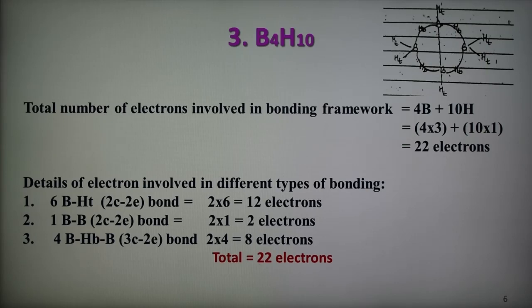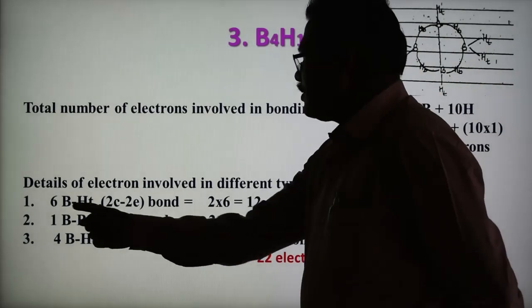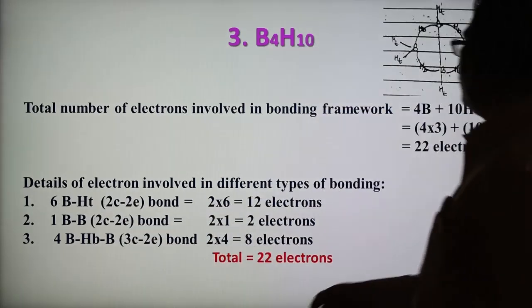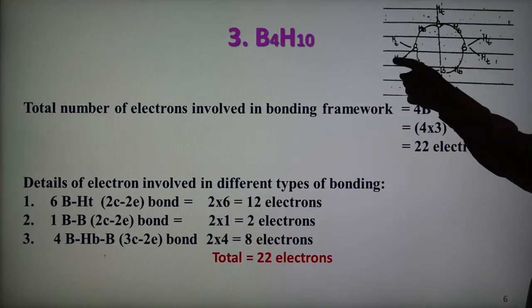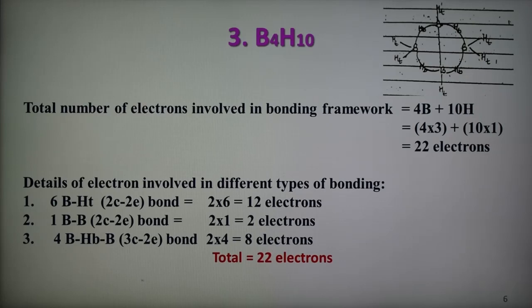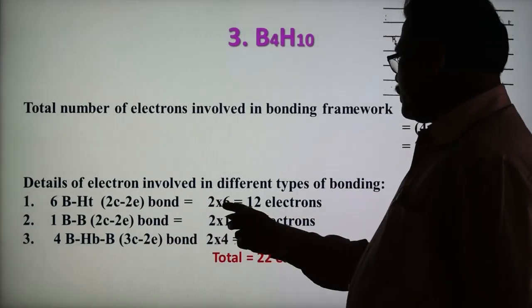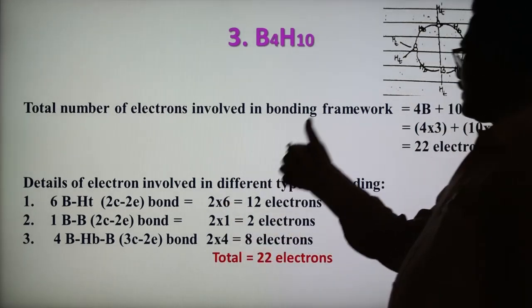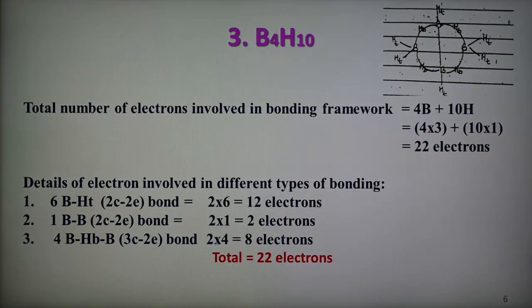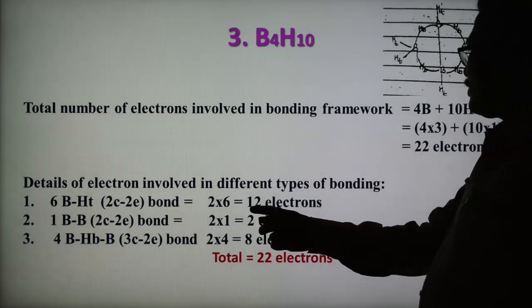Now details about the electrons involved in the different types of bonding, and what the different types of bonds present in the borane are, are shown here. The first type of bond is boron-terminal hydrogen. 6 are there, so 1, 2, 3, 4, 5 and 6, which are 2 center 2 electron bonds. So 2 into 6, 2 electrons each, and 6 BH2 bonds are there. So total 12 electrons.